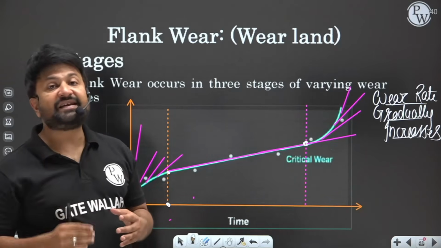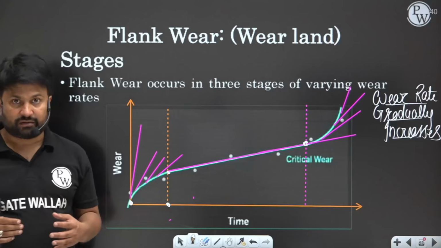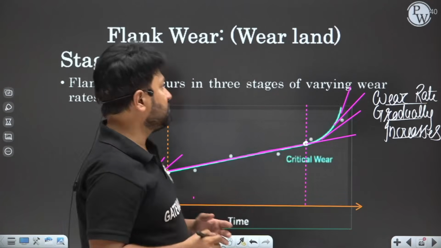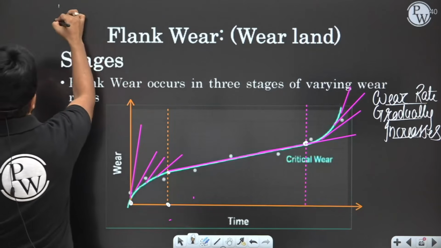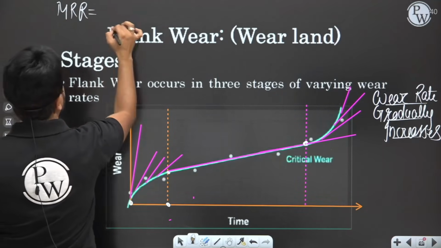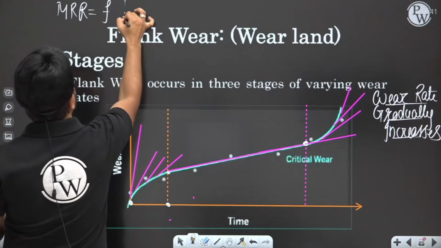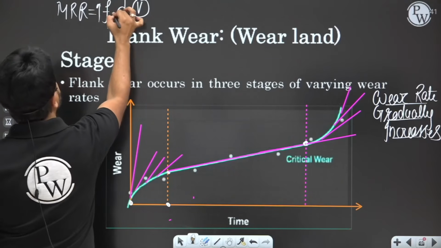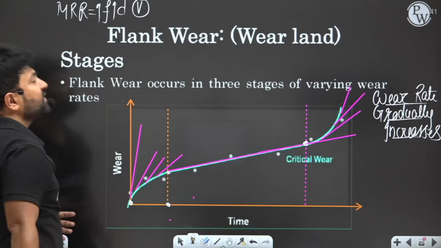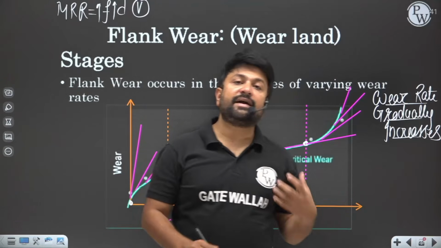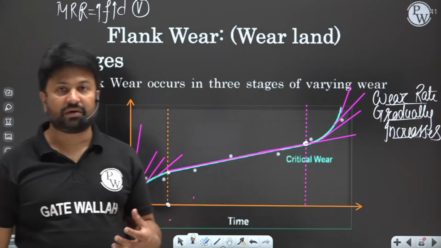Also, if you increase the material removal rate, okay, instead at low velocity, you can increase the material removal rate. How you can increase the material removal rate? By keeping the low velocity. Material removal rate in turning is F d V. Suppose V is low, but if I increase F and if I increase depth of cut, then what happens? By increasing feed and depth of cut, what happens?